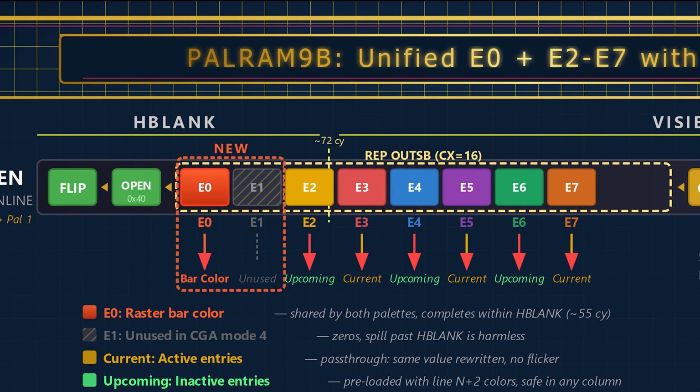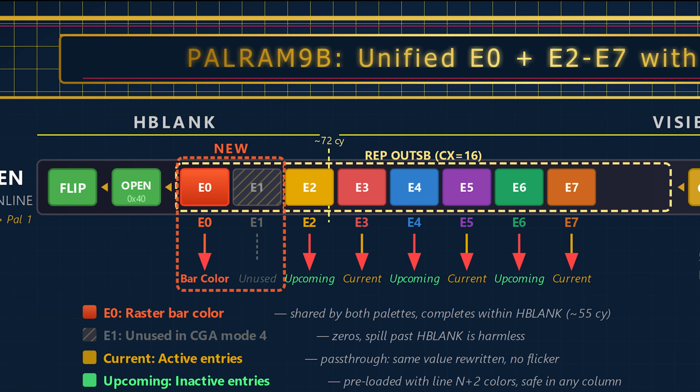Yes. Pallet entry 0 is the very first entry written. Its 2 byte completes around 55 to 63 cycles, safely within the 72 to 80 cycles horizontal blanking window. After that comes pallet entry 1, which is unused in CGA mode 4. We write zeros. Then pallet entry 2 through 7 follows.